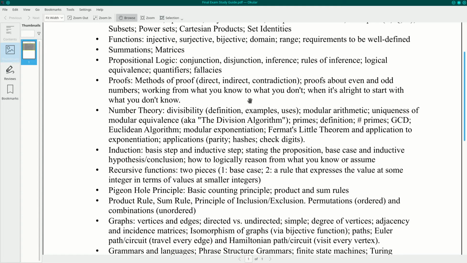And then applications: parity checking, hashes, check digits, cryptography, things like that. Conceptual questions there, if anything. I won't ask you to work through algorithms or prove things related to applications.